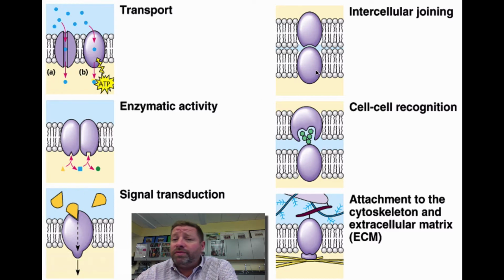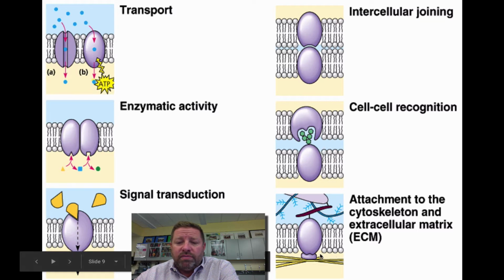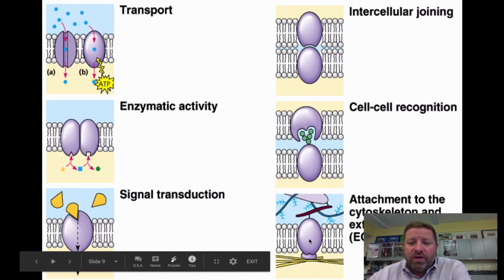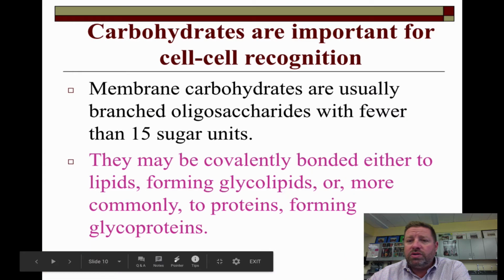Super cool concept. Intercellular joining, proteins can stick to each other to make one cell stick to another. Cell-to-cell recognition. This would be a glycoprotein on the outside of a cell that matches with the protein of another cell, so they know where they are. And they also are the points for either intra, so inside the cell, or extracellular connections.